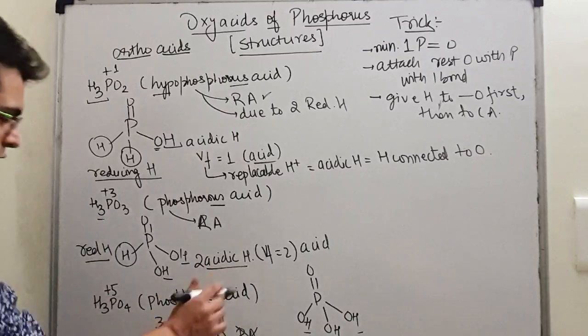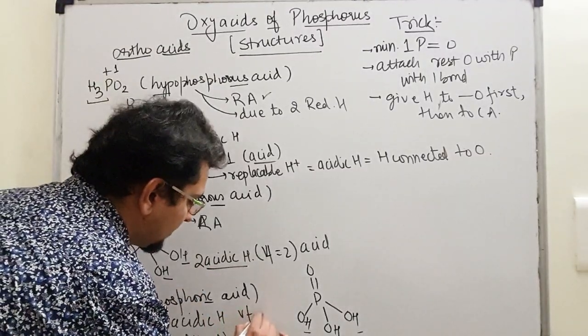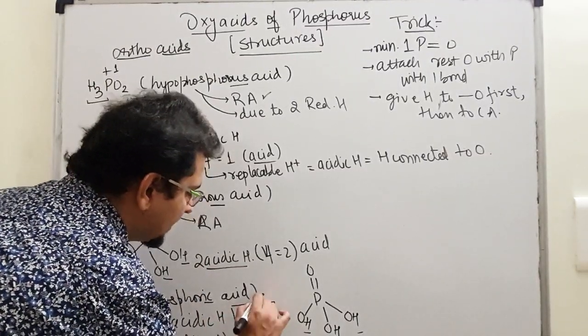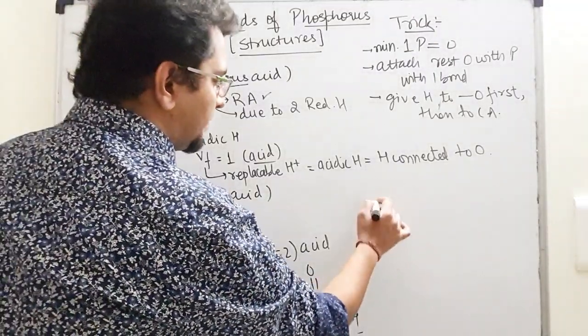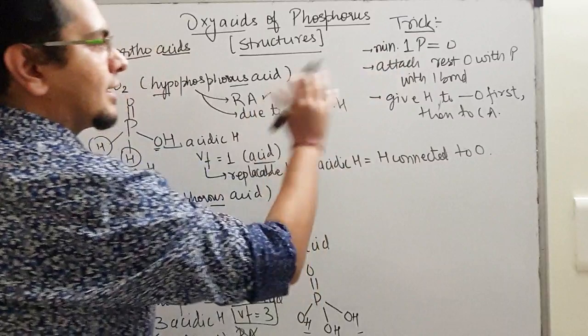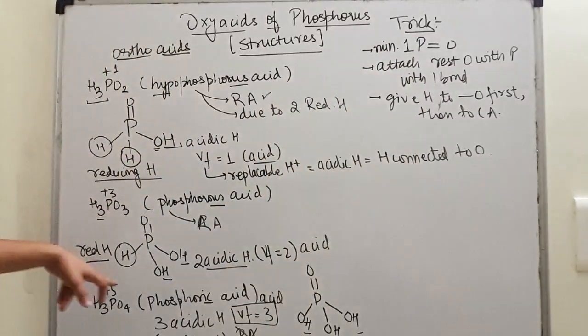So this is phosphoric acid, with 3 acidic hydrogens; the maximum valency factor is 3 if it is behaving like an acid. I think the structures of H3PO2, H3PO3 and H3PO4 are clear. The trick is very simple. You write one P, you write a double bond O, and the rest of the oxygens you attach with single bonds. You can stop the video here, rewind and check if these structures are clear to you.